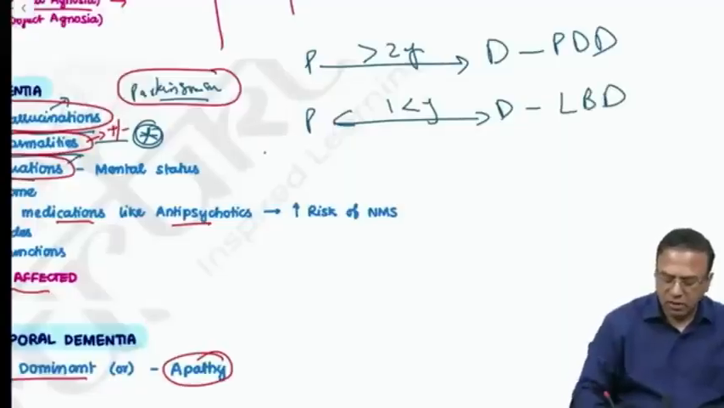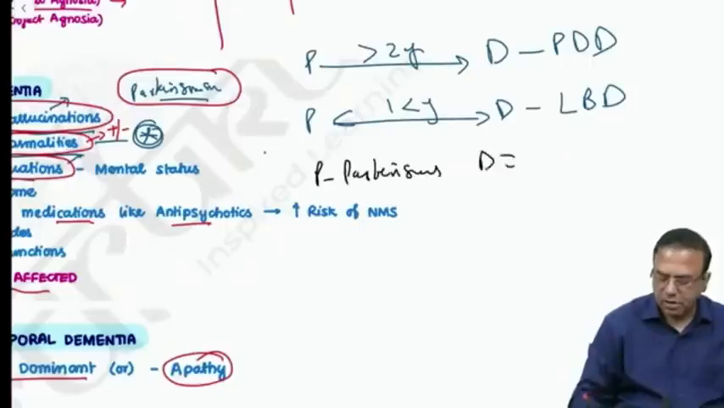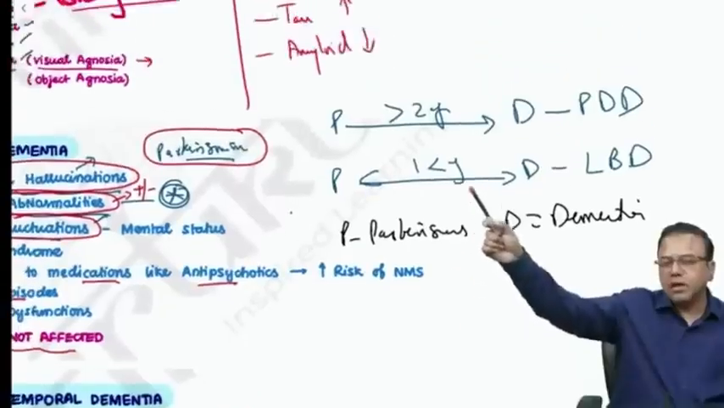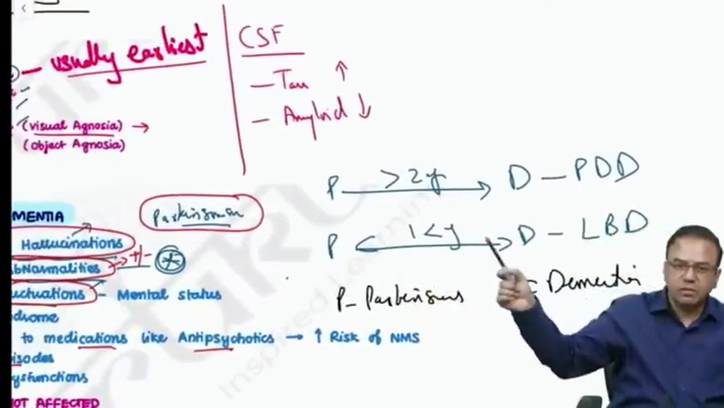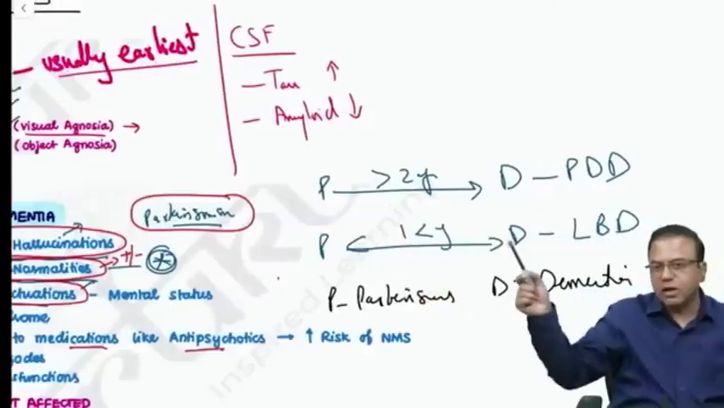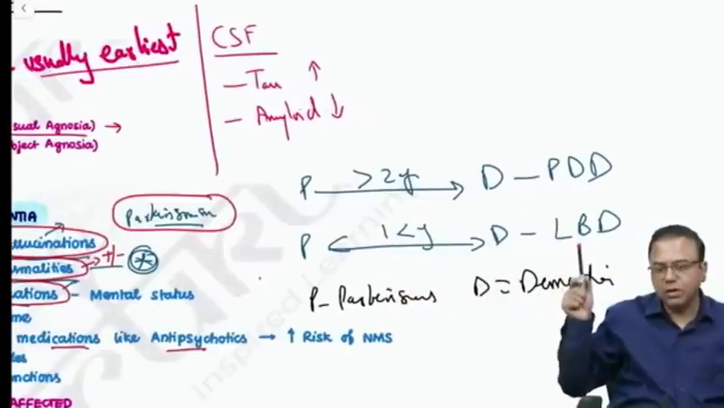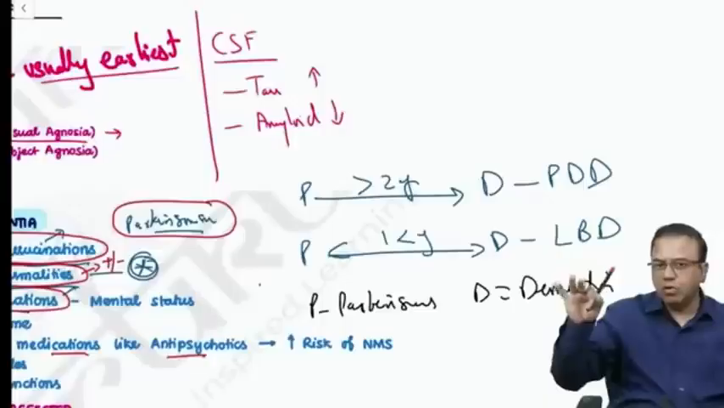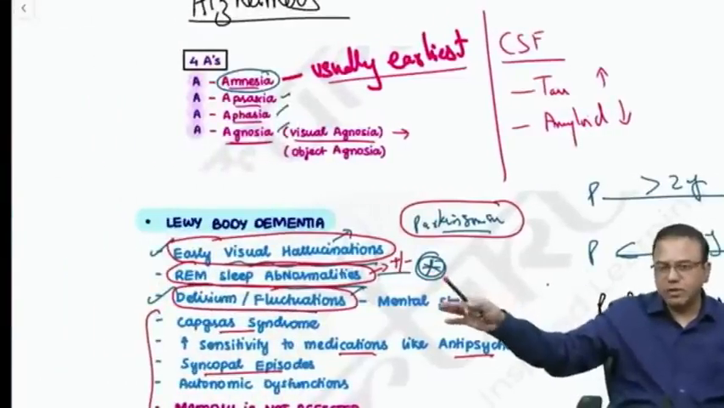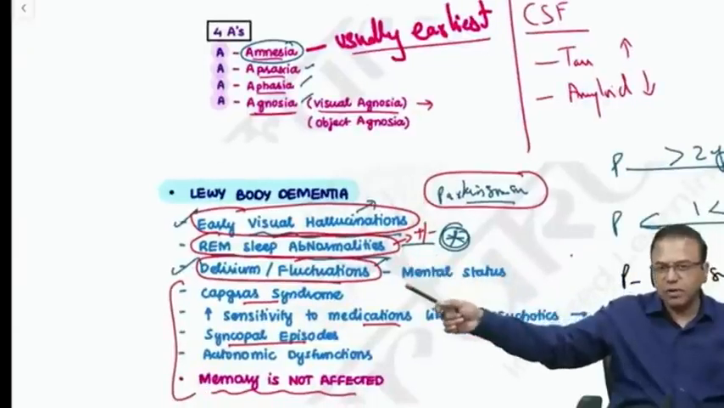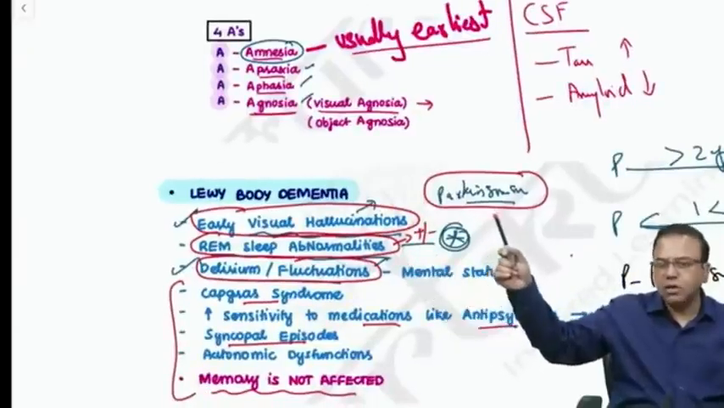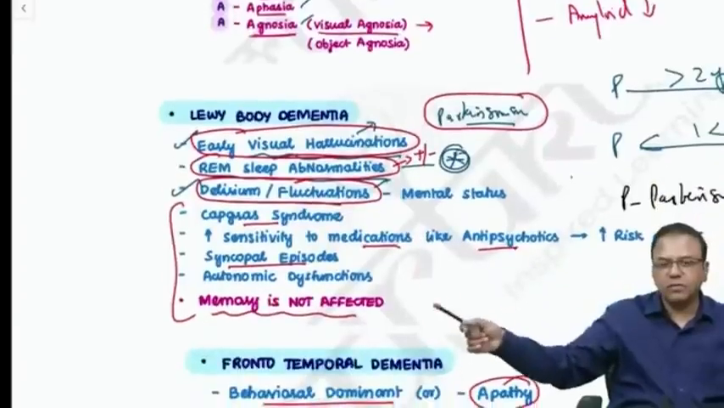So the P here is Parkinson's, the D here is dementia. Between Parkinson's and dementia, a gap of more than 2 years is Parkinson's disease dementia. Between Parkinsonism, which is rigidity and hypokinesia, and dementia, a gap of less than 1 year is Lewy body dementia. That is how you are going to look at it. But don't forget, the core features must be there to call it Lewy body. What are the core features? Visual hallucinations, REM sleep problems, fluctuating sensorium, and Parkinsonism. They are core. The rest are all supportive features.